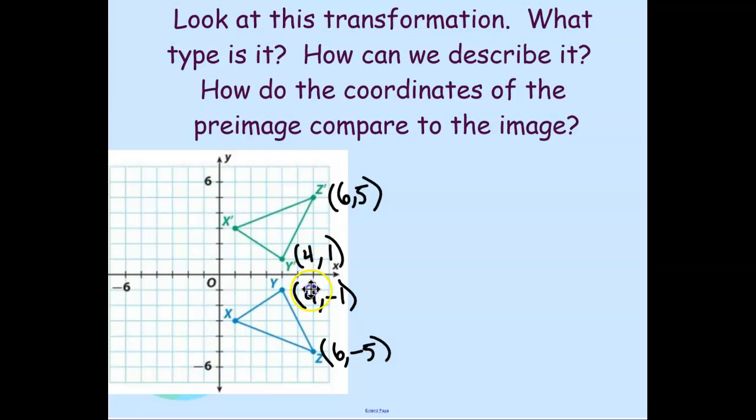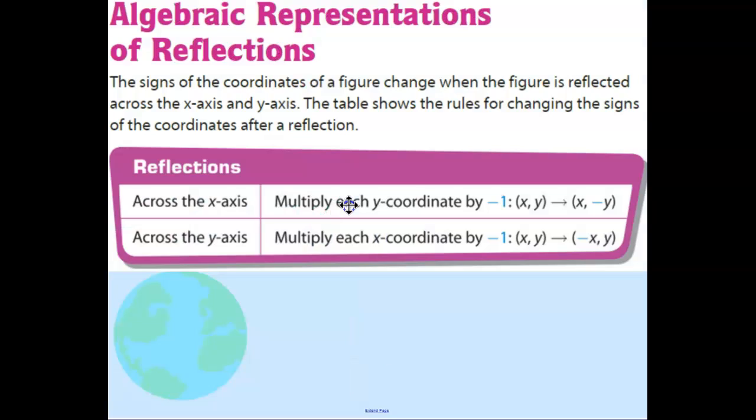So our x coordinate stayed the same, even because we're reflecting across the x-axis. So x stayed the same, and our y's changed. So we started out negative and we ended up positive. So how can we express that algebraically?